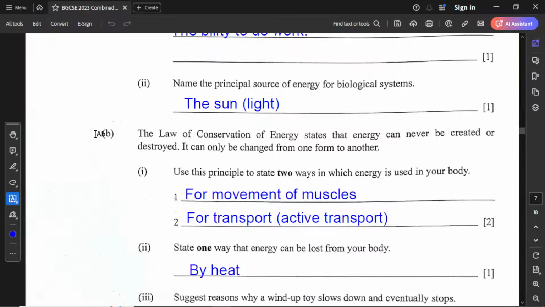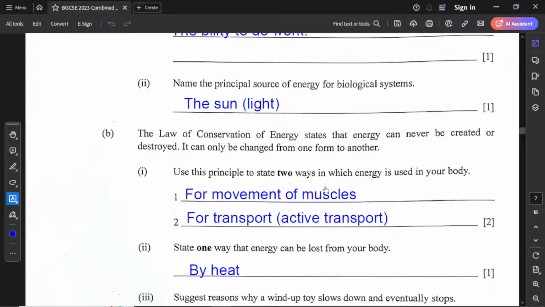Part B says that the law of conservation of energy states that energy can never be created or destroyed. It can only be changed from one form to another. Use this principle to state 2 ways in which energy is used in your body. One is for movement of muscles. Another way you can use energy is to transport substances by active transport. Because remember, we have passive transport, which is osmosis and diffusion, and we also have active transport, in which energy is required.